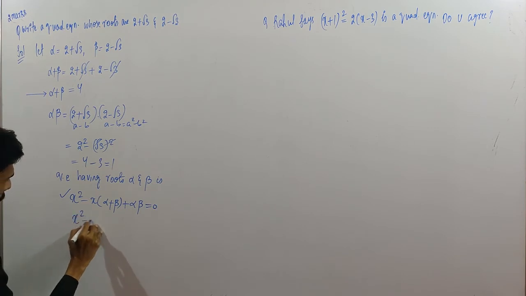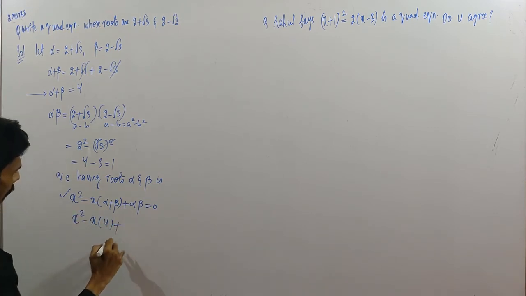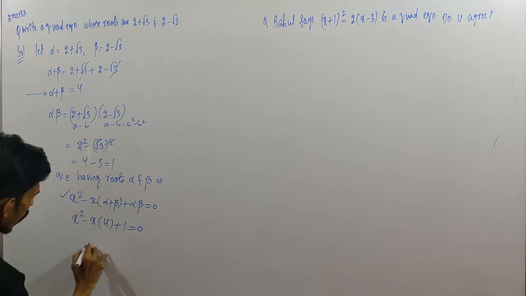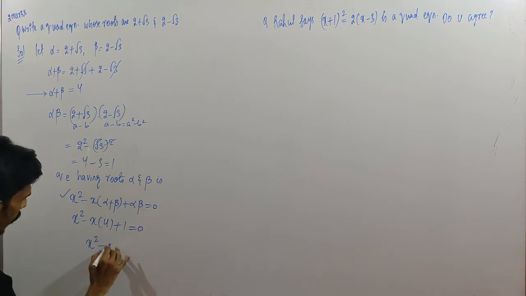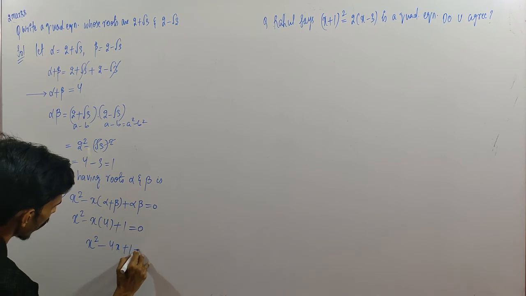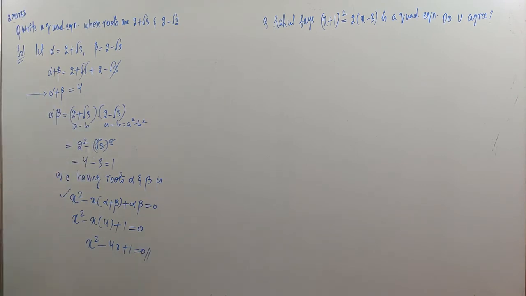Now x square minus x into alpha plus beta. Alpha plus beta value is 4. Alpha beta value is 1, equal to 0. So we have x square minus 4x plus 1 equals 0. This is the required equation.